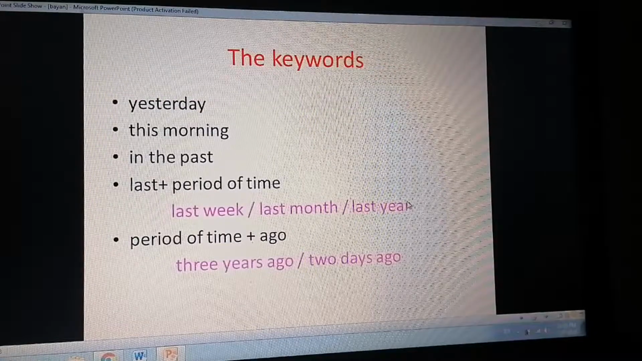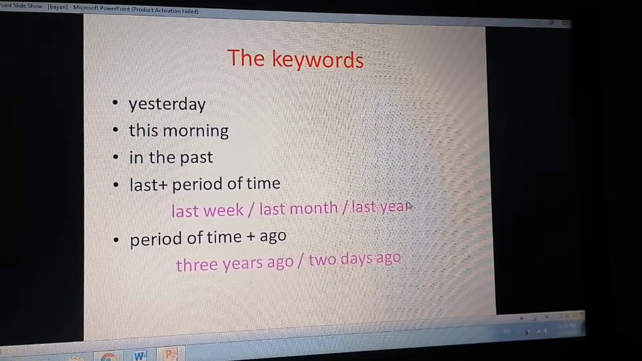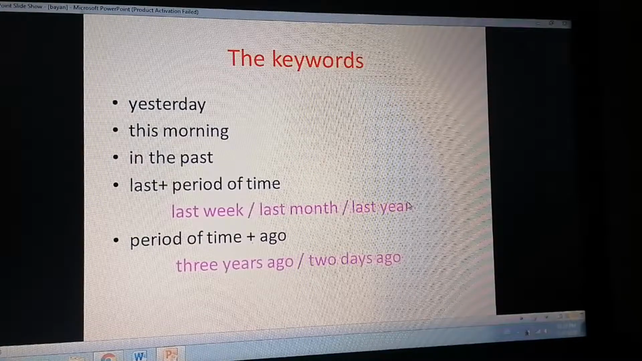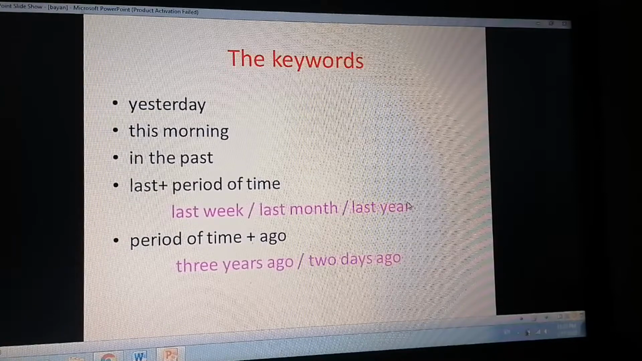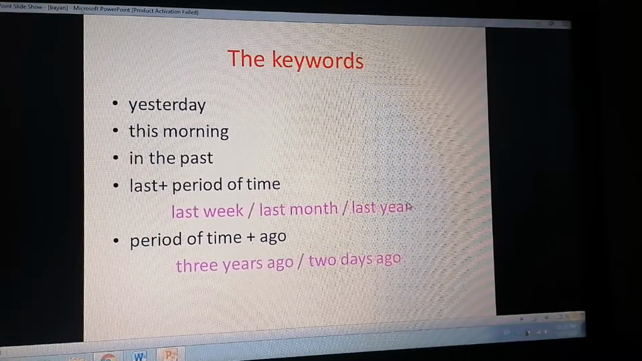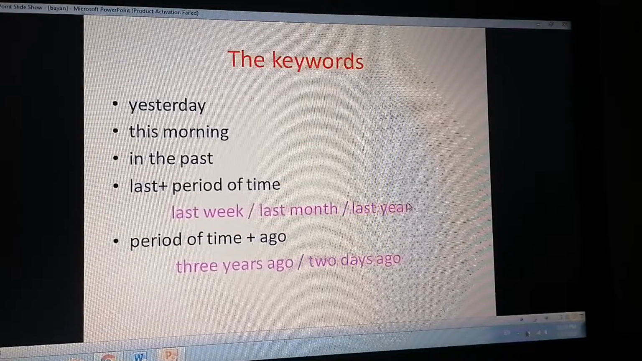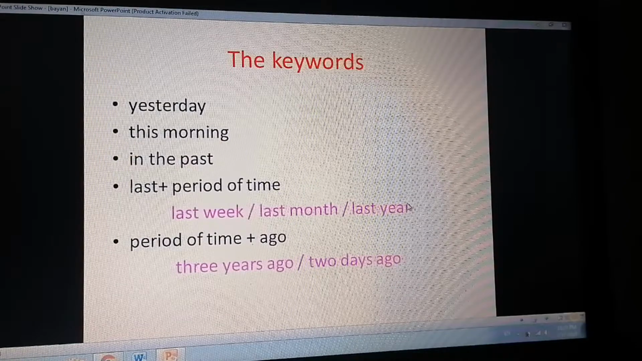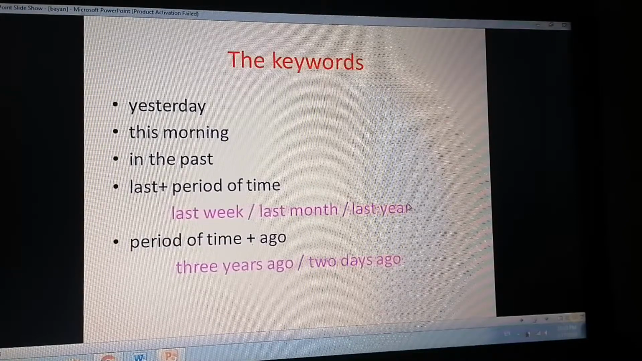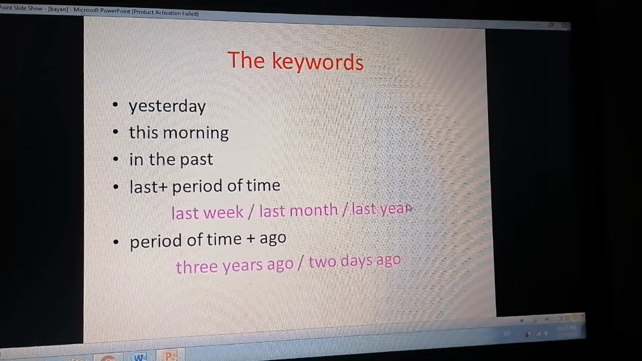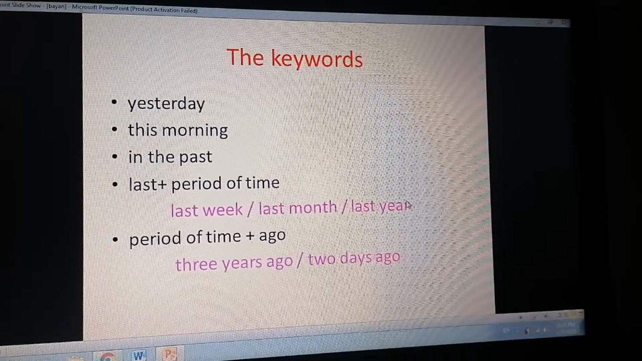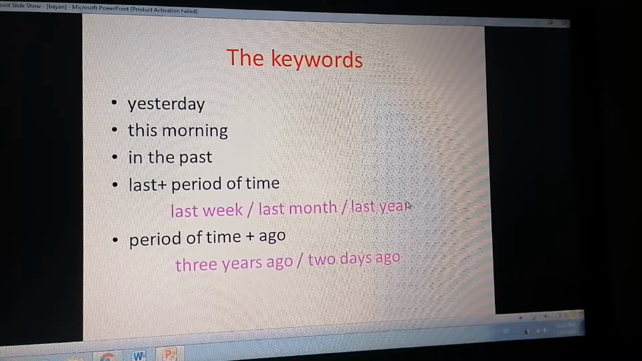The last one, the keywords of simple past. We need to know the keywords in a simple past sentence. We said that the simple past must be used with a specified time, which is indicated by one of these keywords: yesterday, this morning, in the past, last plus a period of time like last week, last month, last year, last day, last night. The last one, a period of time plus ago, like 3 years ago, 2 days ago.